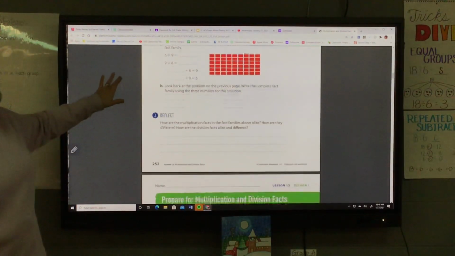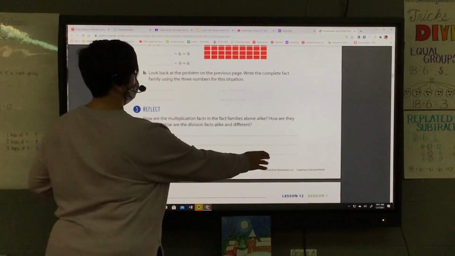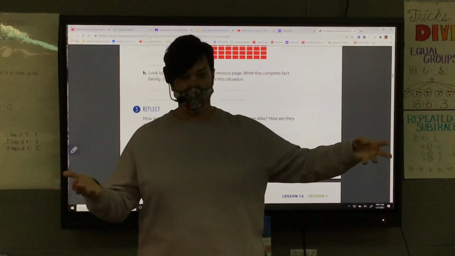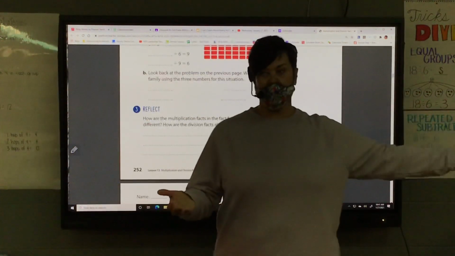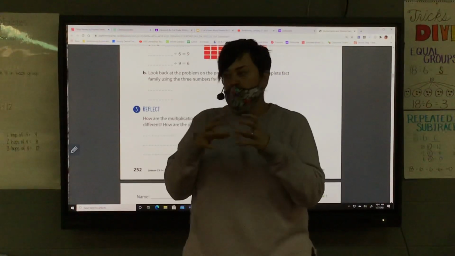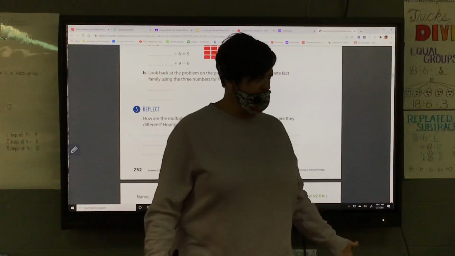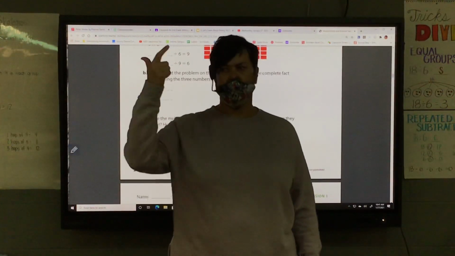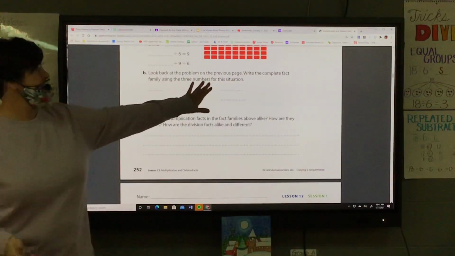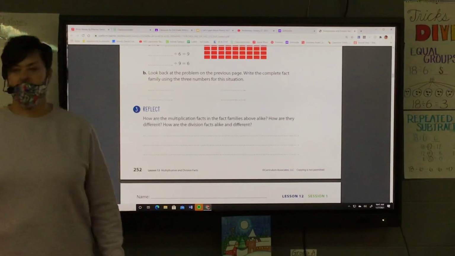Speaking of fact families, it says look back at the problem on the previous page. That was the one with 24 marbles, 3 groups. How many did we say were in each of those bags, those groups? 8. Do we have numbers to create a fact family? Using what numbers? 24, 3, and 8. Use those numbers to make 2 multiplication equations and 2 division equations. Go ahead and go.